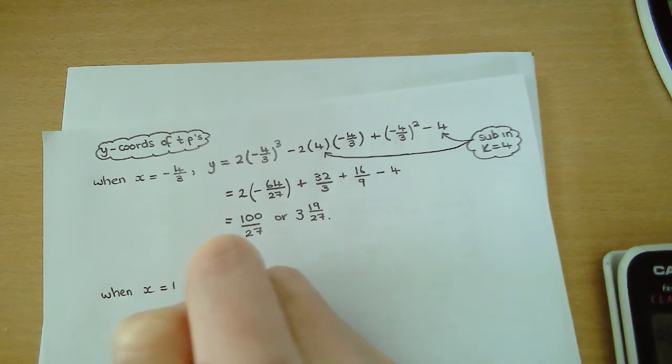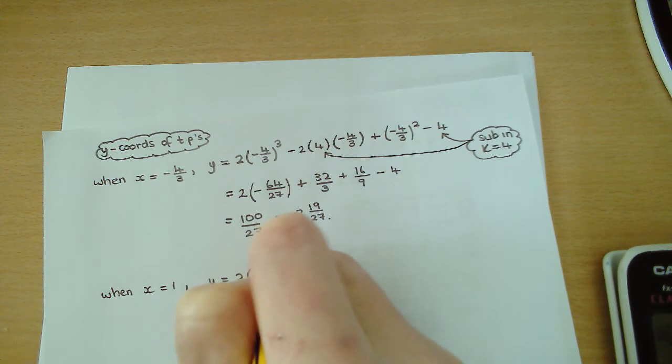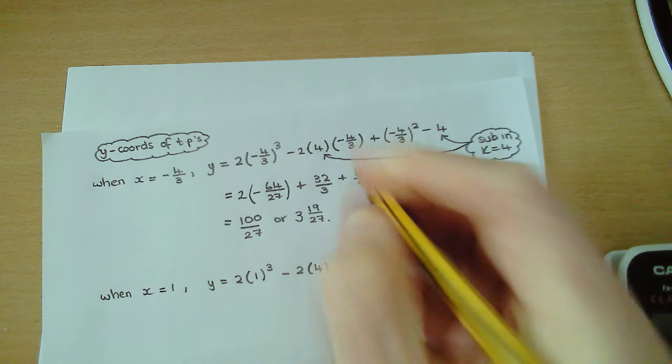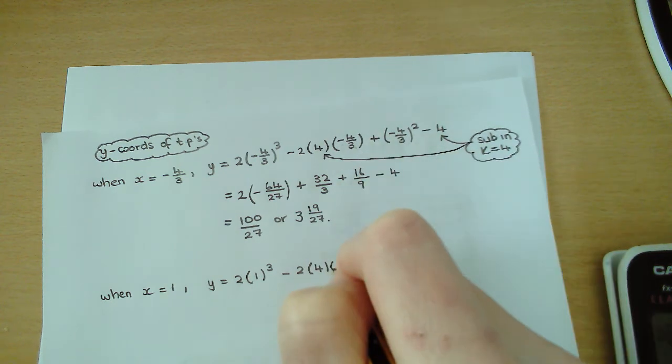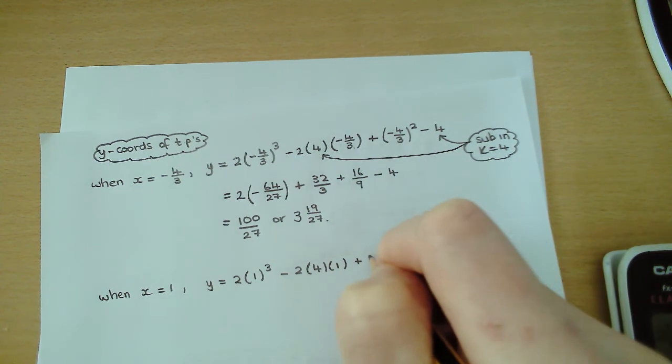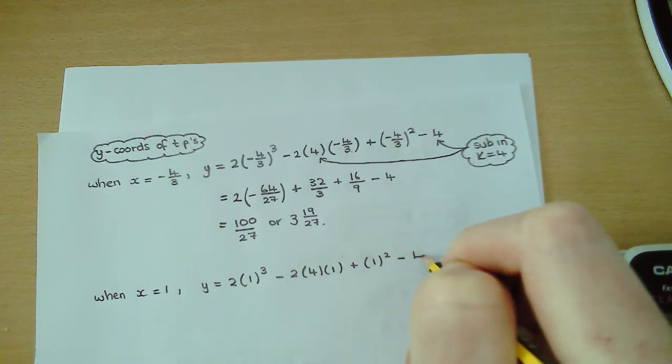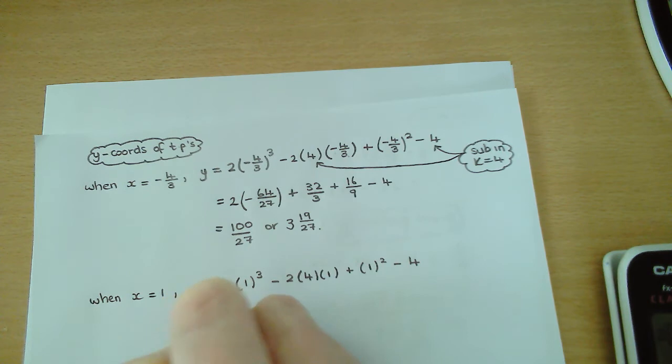So we're now chucking the x coordinate of 1 in. So when x equals 1, this time we're going to have y equals 2 times 1 cubed minus 2 times 4, remember that's the value of k, and then times 1 plus 1 all squared, and then don't forget we're subtracting 4, the value of k. So this one's a bit easier to do then.